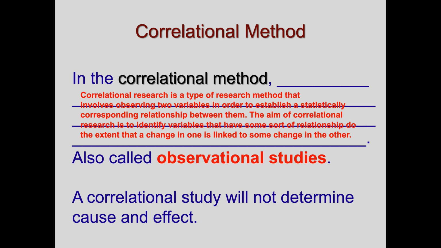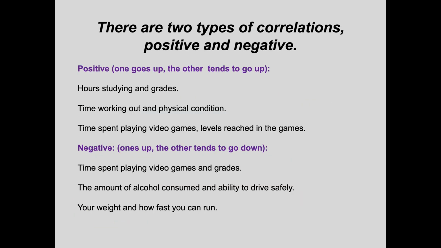So correlation is kind of a link between two things. Now, one could go up, the other could go up. One could go up, the other could go down, but there's a link. There's something going on between the two of them. It's also called observational studies. A correlational study will not determine cause and effect. It just says, look, as this happens, this other thing tends to also happen. It does not determine that there's a definite cause and effect. There might be, but there might not be.